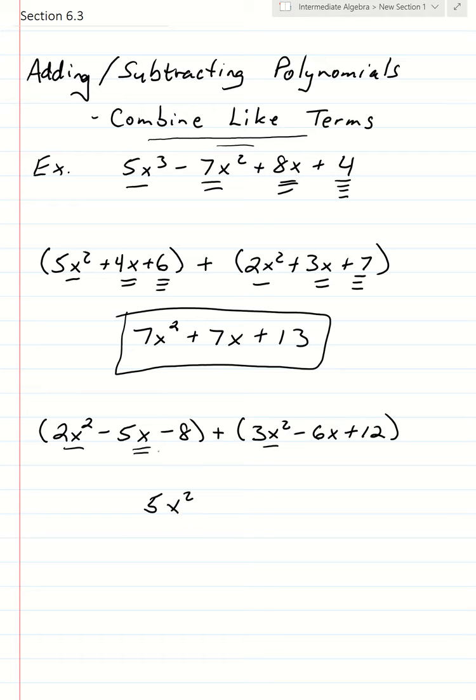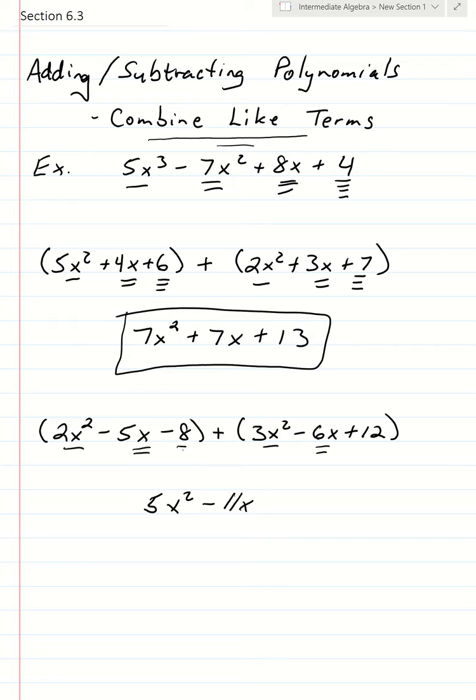Next, let's look at the x terms. Those are like terms. The first x term has a negative 5, and then I am adding to that the second x term, which has a negative 6. Well, negative 5 plus a negative 6, of course, would give us a negative 11x.